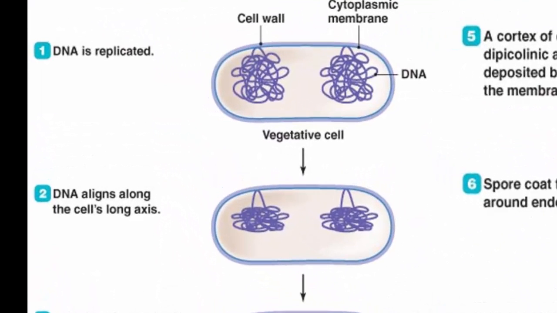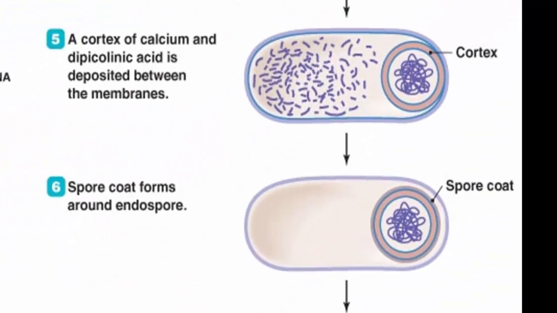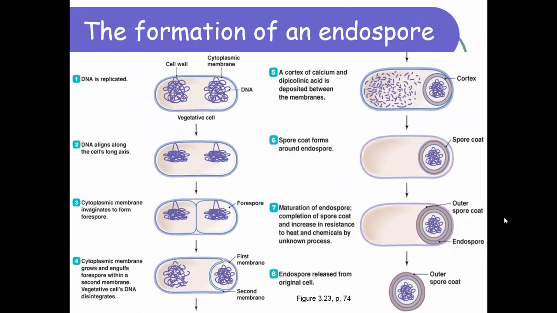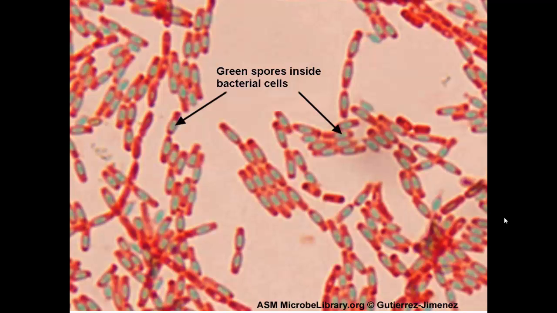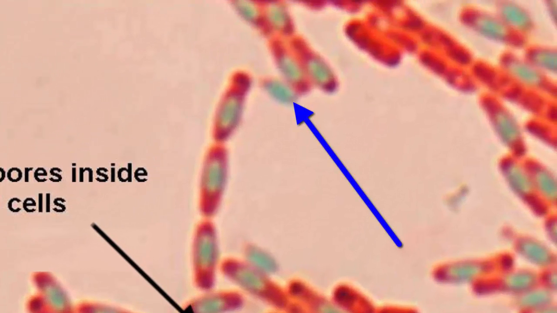In sporulation, we make a copy of the DNA. We put one copy in the cortex. We form a spore coat and an outer spore coat, and eventually the cell that forms the endospore dies, and the endospore remains in the environment. This is an endospore stained slide showing the green spores inside these bacterial cells. You'll notice here, this one basically has no red around it because the cell that formed it has actually already died.